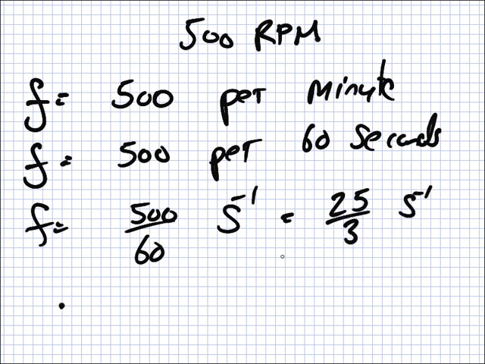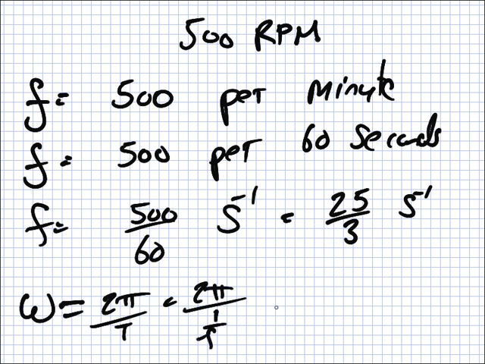Per second. I don't want the frequency. I wanted the omega. What does the omega equal? 2 pi over t. What does t equal? 1 over f. So this is equal to 2 pi f. So that would be whatever 50 pi over 3 is. What's that, please?